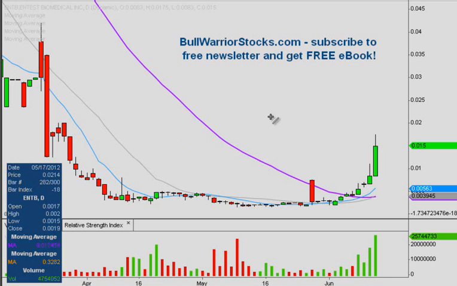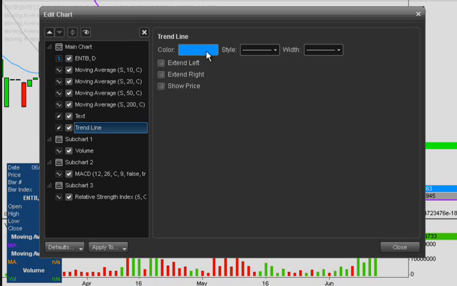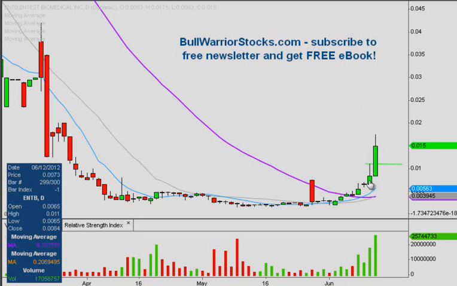The first level of support that sticks out is just simply yesterday's high. Just technical analysis 101. Resistances become support. So this is going to be the first area of support right here at 0.011. Next area of support, and one that's a little more important, is going to be right here.